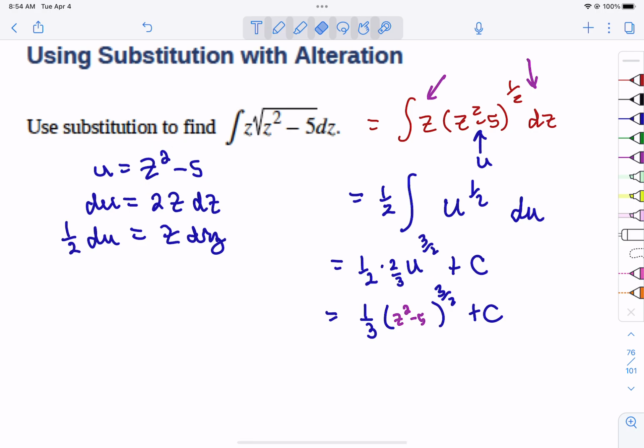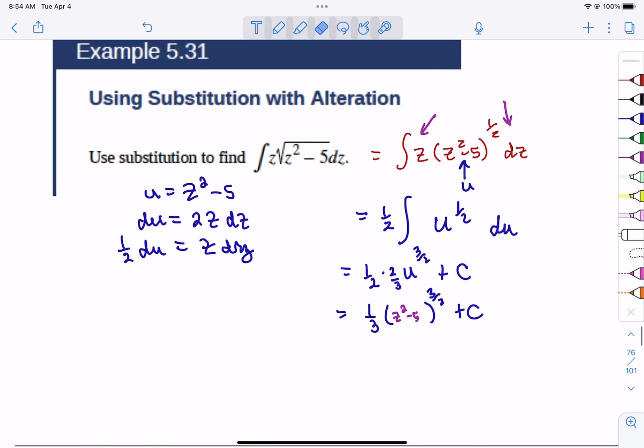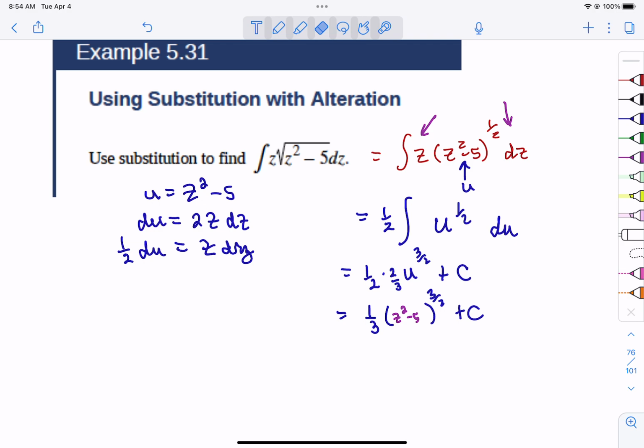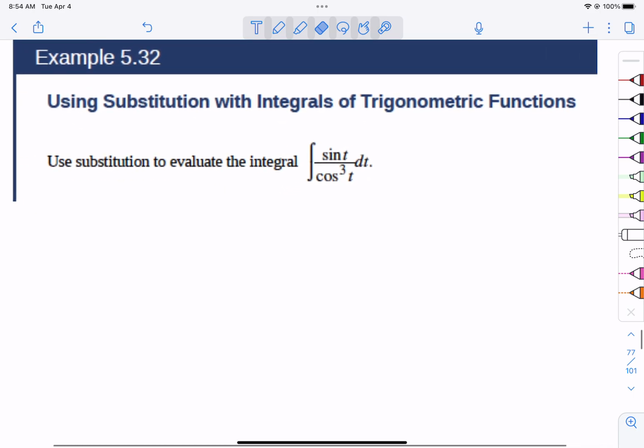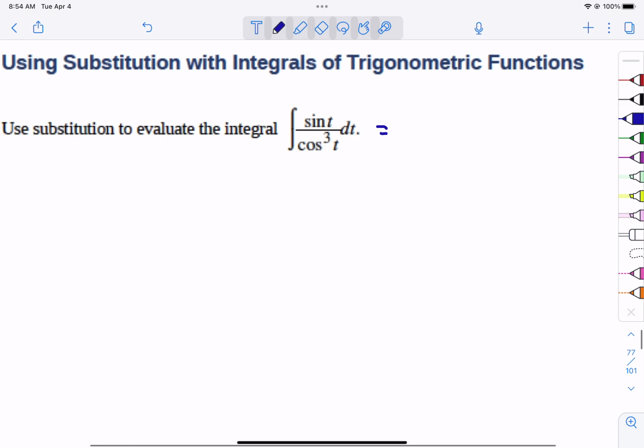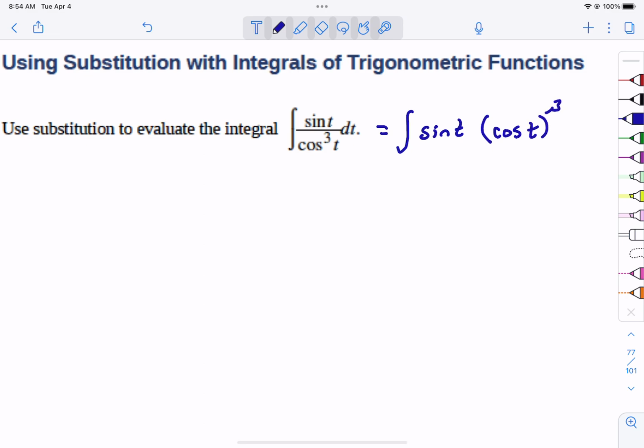Anybody have any questions about what we see there for example 531? Make some sense? Okay, let's try again. So here we have our integration. Remember, some of the techniques we've learned about derivatives are very helpful for integration. So I would probably rewrite this as the sine of t times the cosine of t to the negative third power.